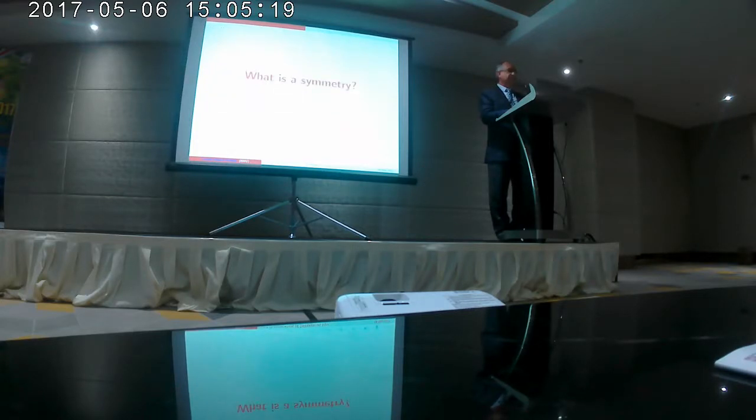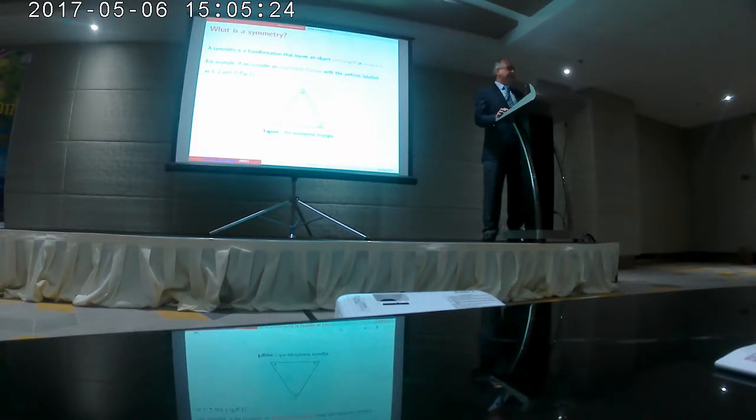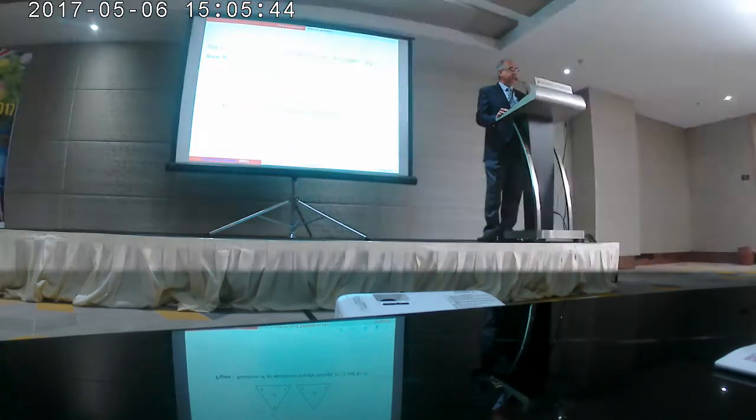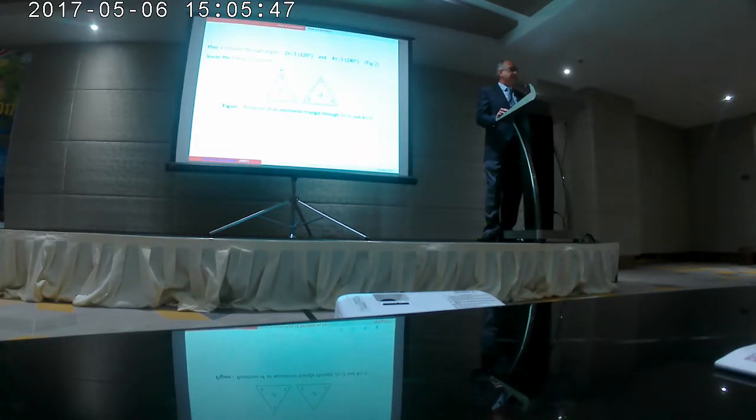So what is a symmetry? A symmetry is a transformation that leaves an object unchanged or invariant. For example, if we consider an equilateral triangle with vertices labeled as 1, 2, 3, then the rotation through angles 2 pi over 3 and 4 pi over 3 leaves the triangle invariant, as you can see from this figure.